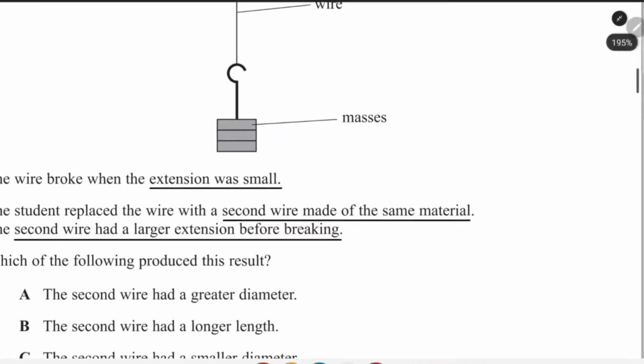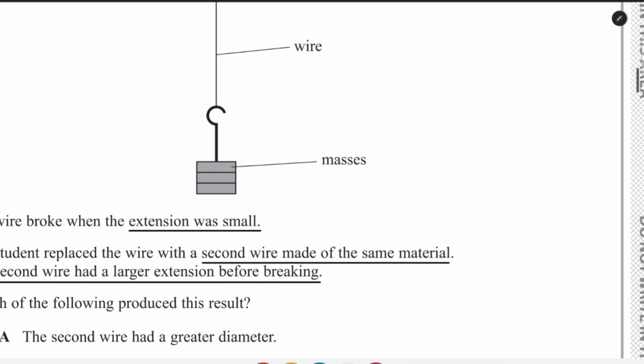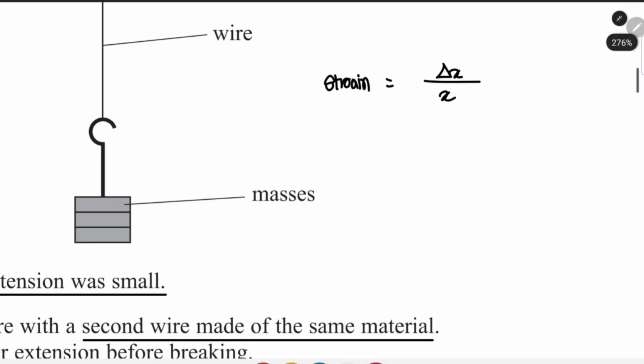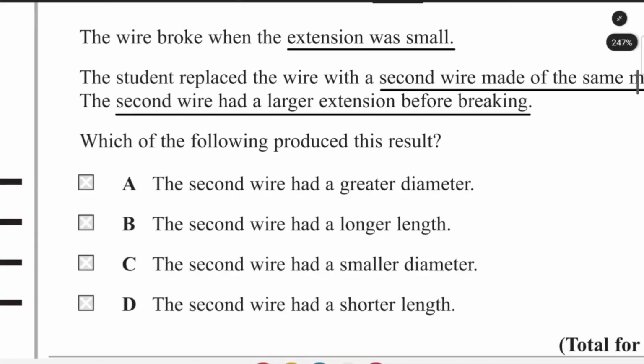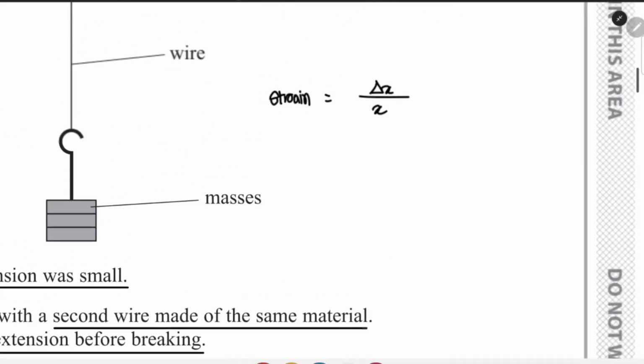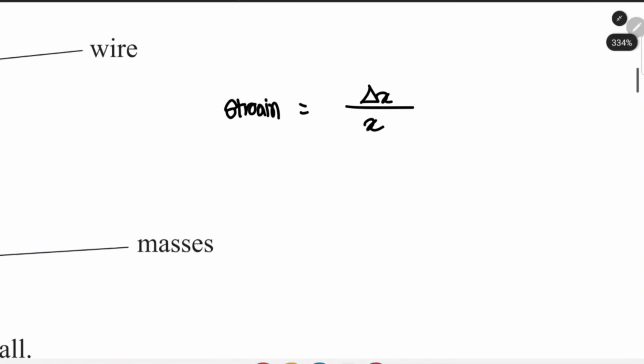Now the thing over here is the wire breaks at a certain strain. So the strain is equal to del x by x. So it breaks down at a certain strain. So for the first option, we talk about having a greater diameter. So even if you have a greater diameter, your diameter is not affecting the original length or the extension over here.